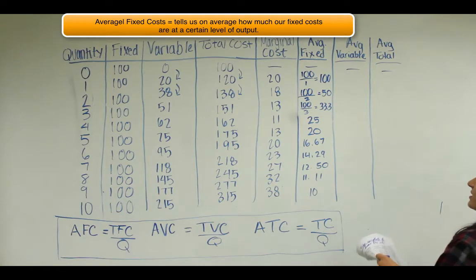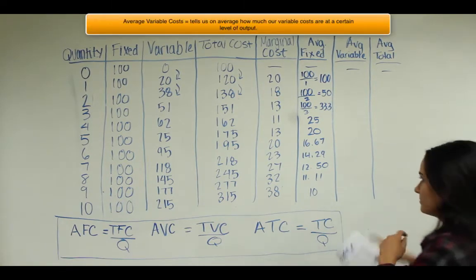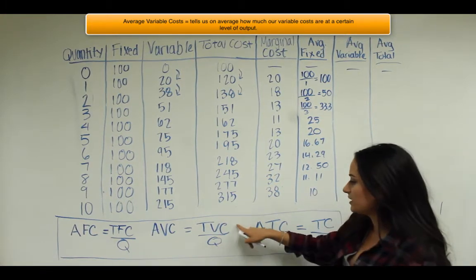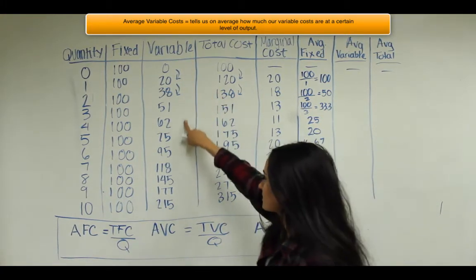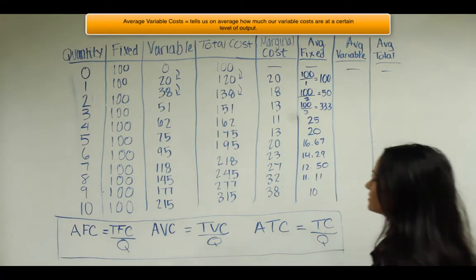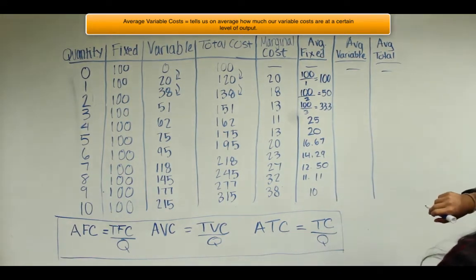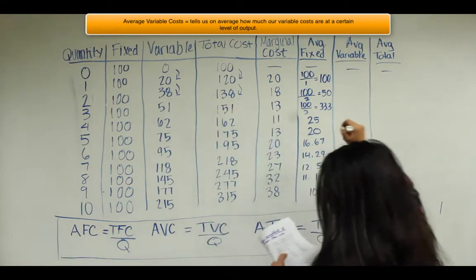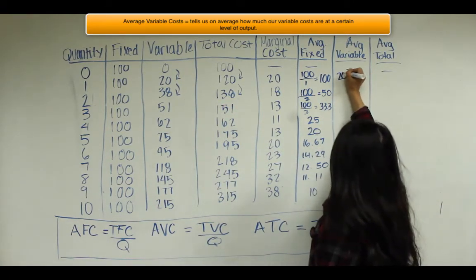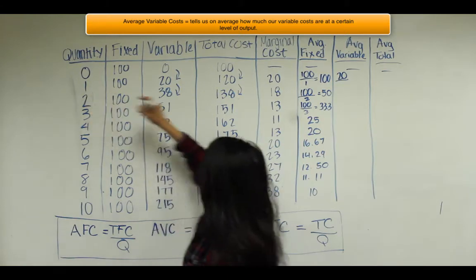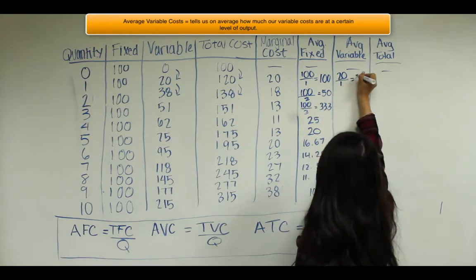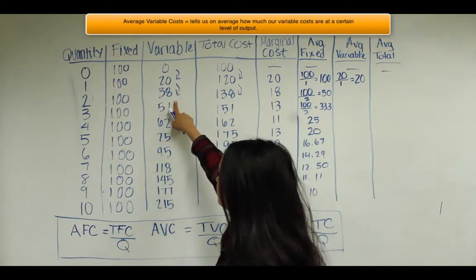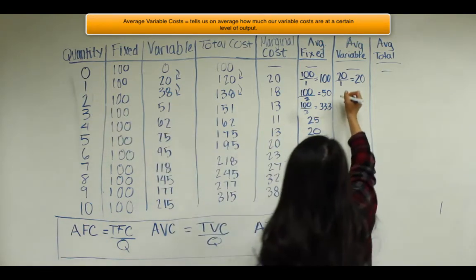Now let's do average variable cost in this column. The equation is you take the total variable cost, which is this column right here, and divide each of those by quantity again. So you take 20 and divide it by a quantity of 1, so you get 20 for the first one. For the second one, you take 38 and divide it by a quantity of 2.